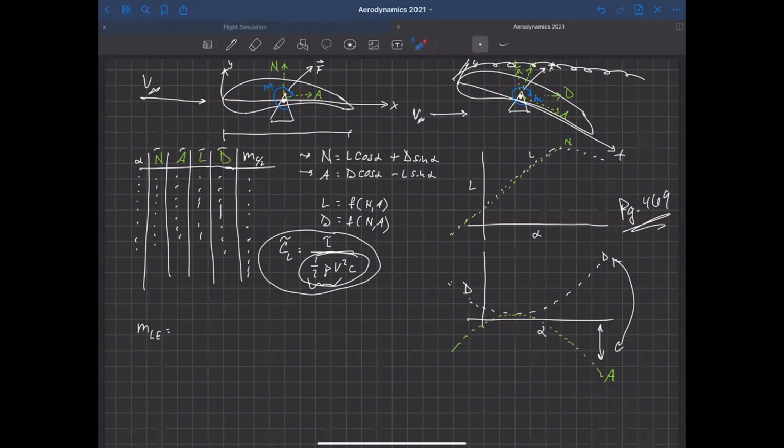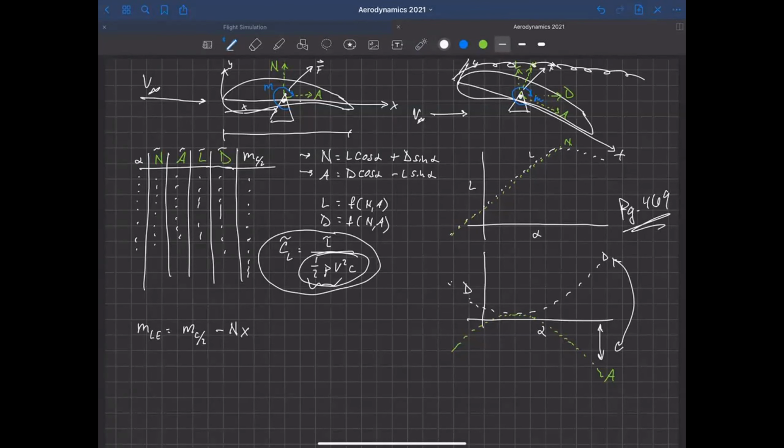Now, the only force that matters here is the normal force, because the axial force lies right along the chord line, and I'm trying to figure this out at the leading edge. So the axial force doesn't play into this. So the moment at the leading edge would just be equal to the moment at c/2, minus the normal force, N, times x, which would be c/2. Anyway, that's this distance here. I'm just going to call that x. Okay.